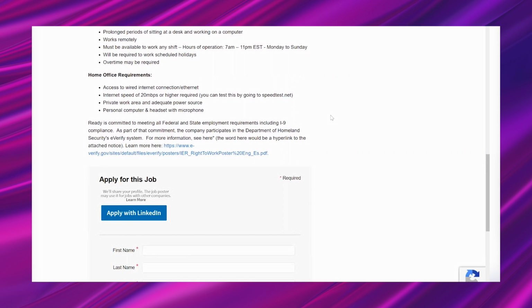As part of that commitment, the company participates in the Department of Homeland Security's E-Verify system. For more information, see here. And it says the word here may be hyperlinked to the attached notice. And that's the hyperlink here. So you can check out more about their federal and state employment requirements.